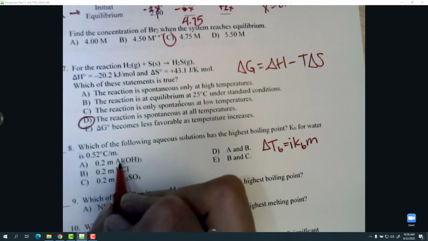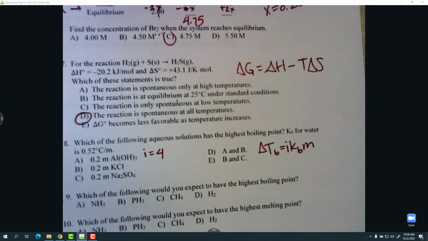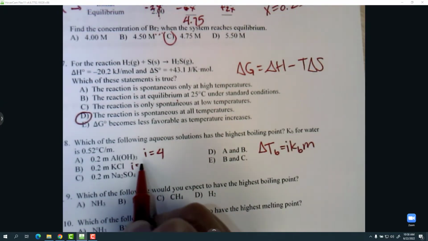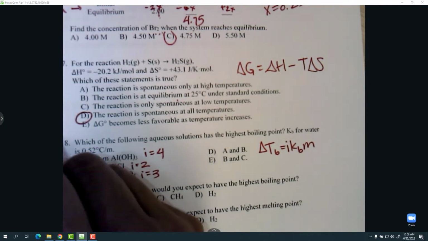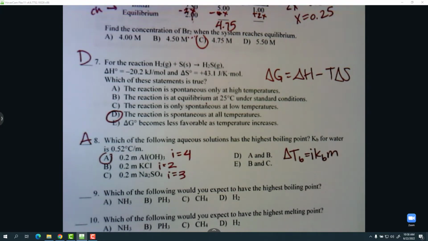So this would be 1 aluminum and 3 hydroxides. i equals 4. This would be 1 potassium, 1 chlorine. i equals 2. And this would be 2 sodiums. The polyatomic ion stays together. So 1 sulfate. i equals 3. And then which of these would I expect to have the highest boiling point?